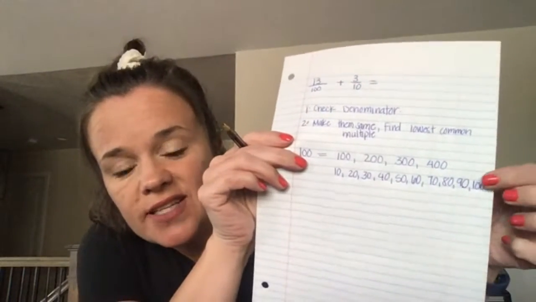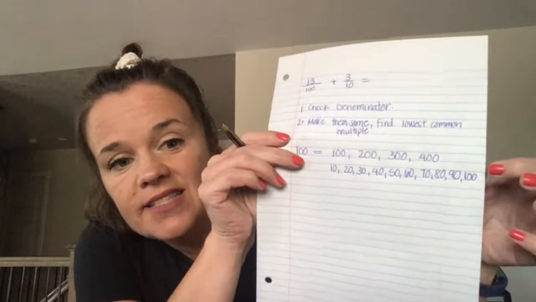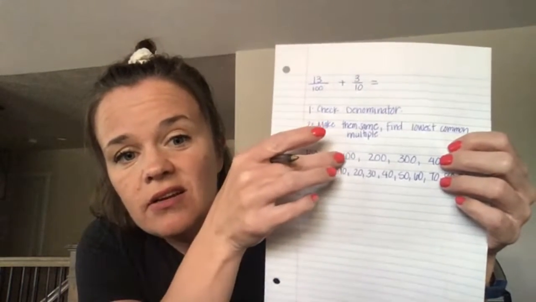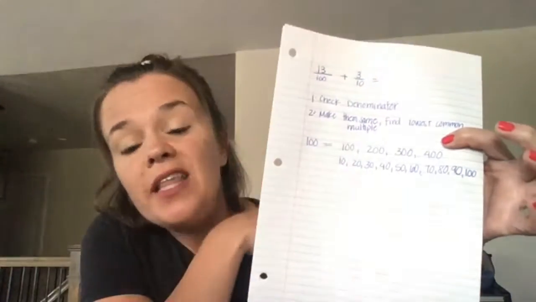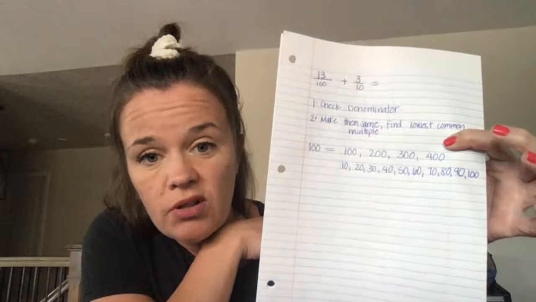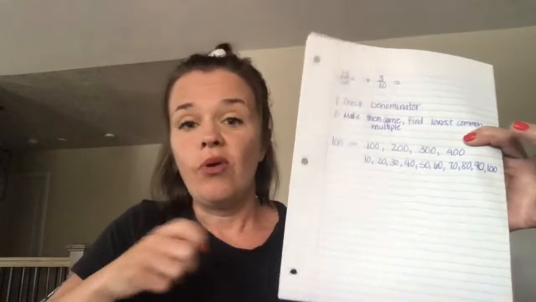So, do you guys see a common multiple? I see 100 here, right? I also see my 100 right there. So my lowest common multiple is going to be 100. Okay? So that was step 2, right? Step 2 is I found my lowest common multiple. So I have my new denominators, right? And my new denominator is going to be 100.